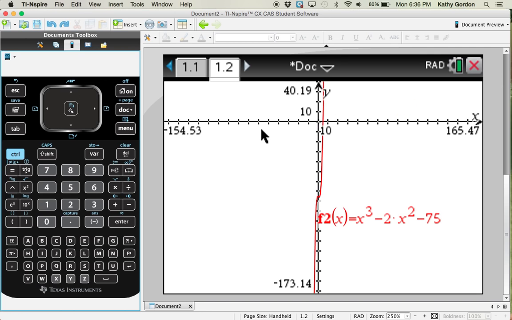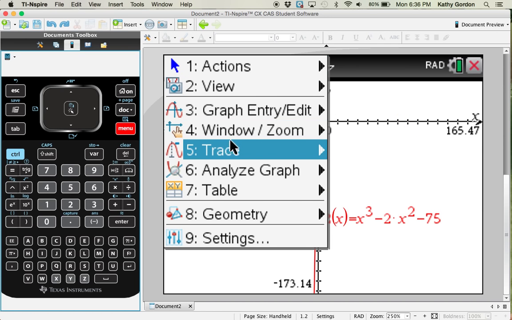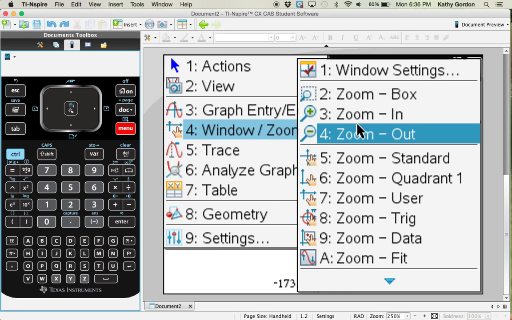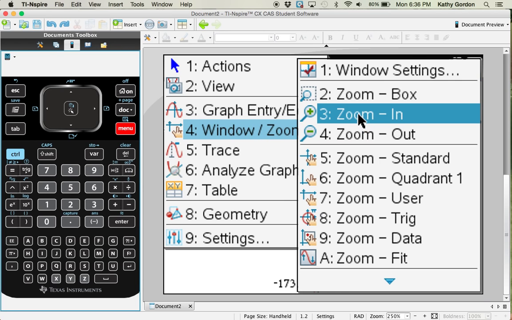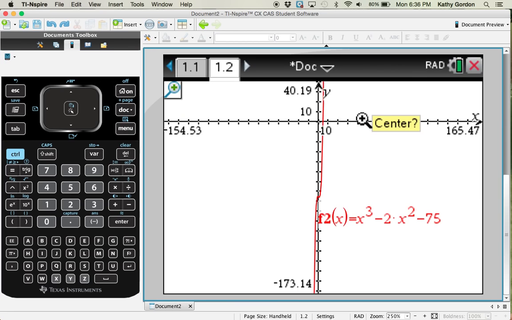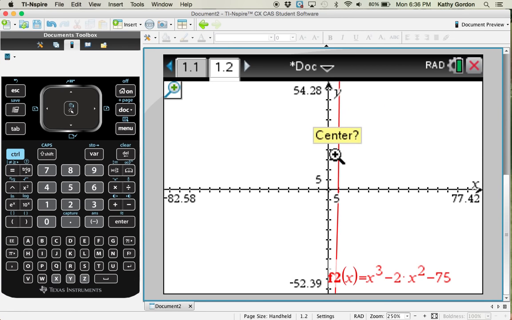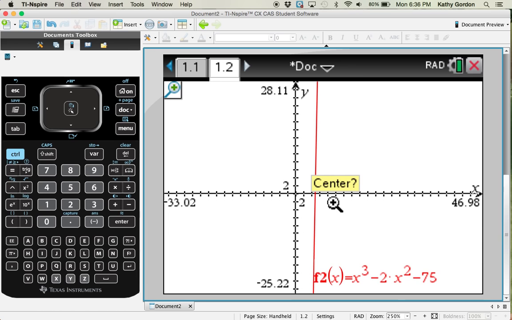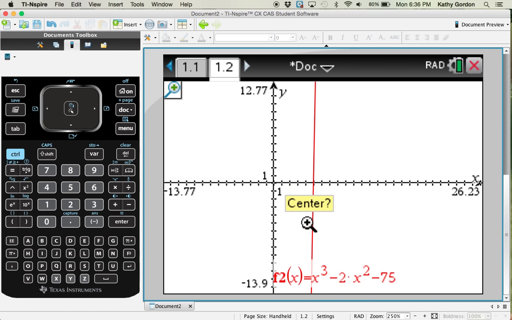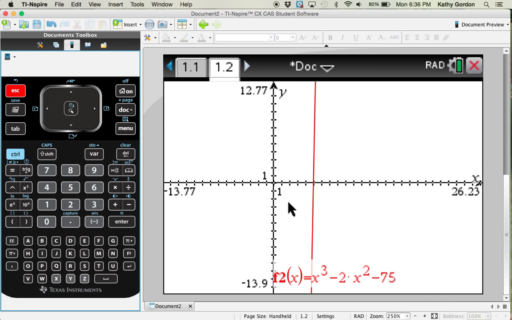Now if you noticed when we were zooming, before we started zooming, you might have counted what the intercept is. Now that we've zoomed out, it's a little bit tough. So we're going to zoom back in. Okay, and hit my escape to get out of there. And it looks like we have an x-intercept at 1, 2, 3, 4, 5.